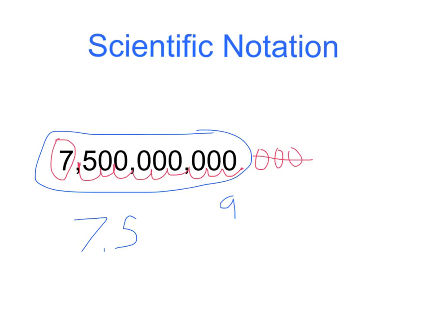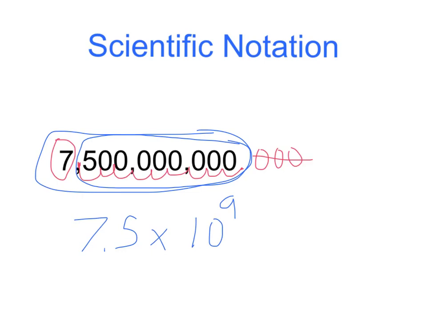Now remember what we learned about exponents. To the ninth power means times itself 9 times. So what times itself 9 times would give us all these zeros and move our number that many places? What about 10? So if I did that, it would look like 7.5 times 10 to the ninth. And this is the only time we use x for multiplication in our class. Only time.